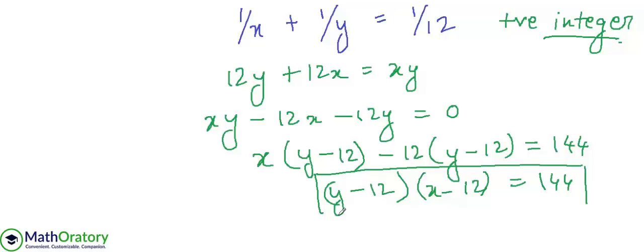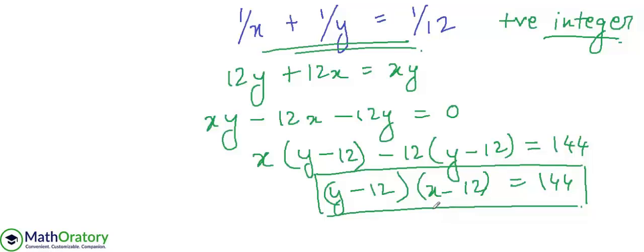So in order to get the number of positive integer solutions of this equation, we can also try and find the number of positive integer solutions of this equation. So now, a couple of observations here. Number one, as the right side is positive, either both of these must be positive or both of these must be negative. But the question is, can both of these be negative?